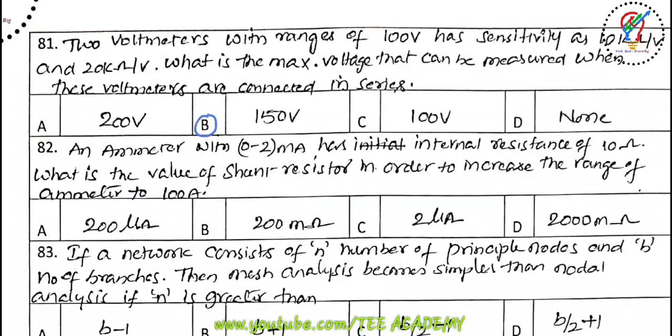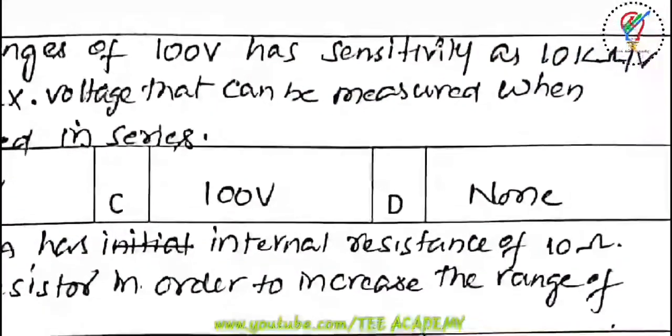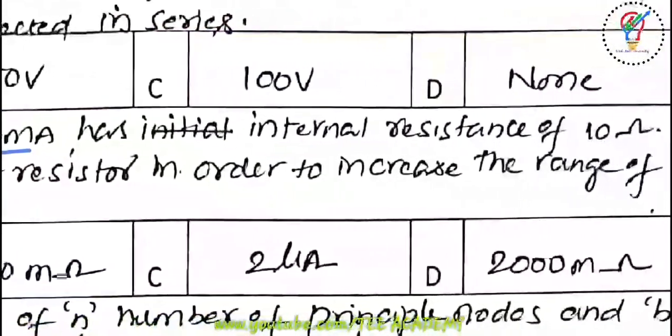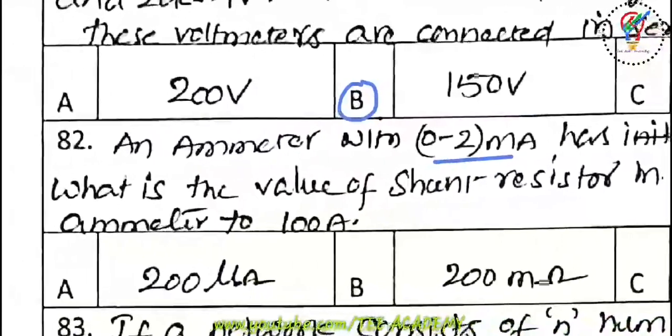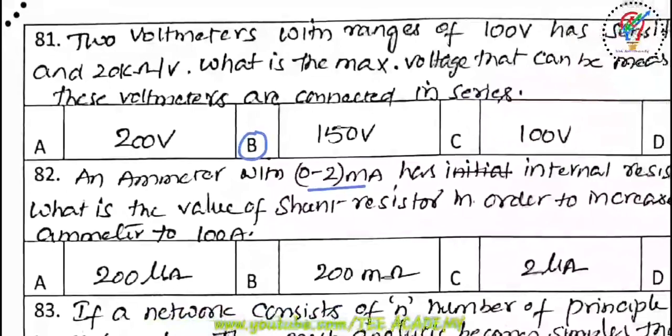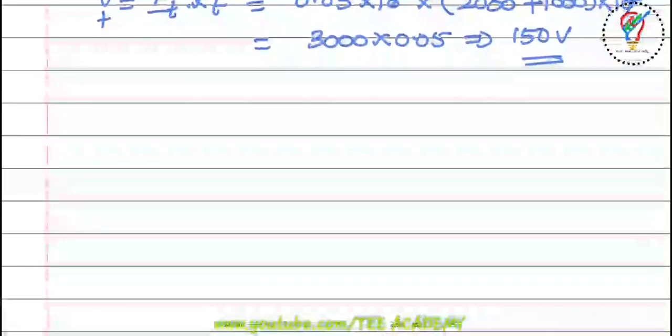Next one: an ammeter with 0.2 milliamperes has an internal resistance of 10 ohms. What is the value of the shunt resistor in order to increase the range of the ammeter to 100 amperes? In this question there is a meter of 2 milliamperes and we need to increase its range to 100 amperes, and the resistance is 10 ohms. Now how to make the shunt here? You know the basic concept. The question we are discussing is the 83rd question.